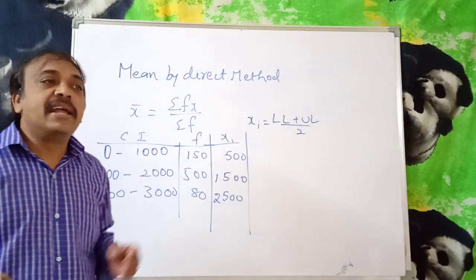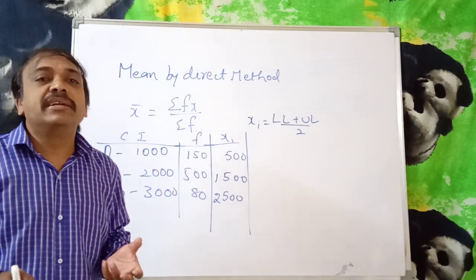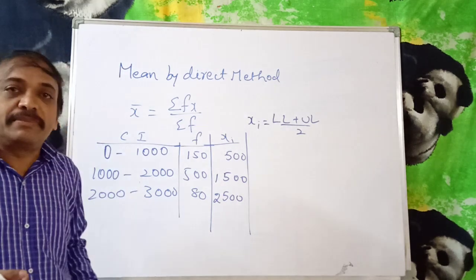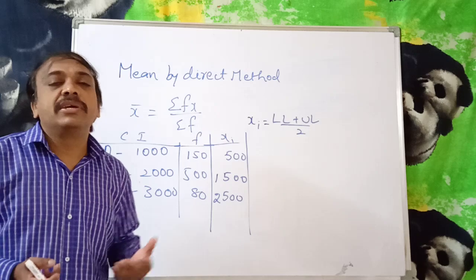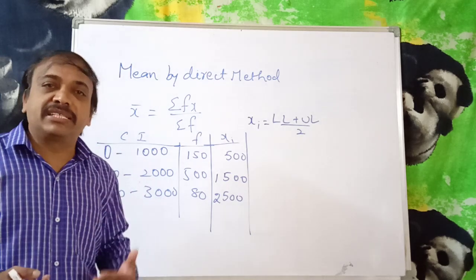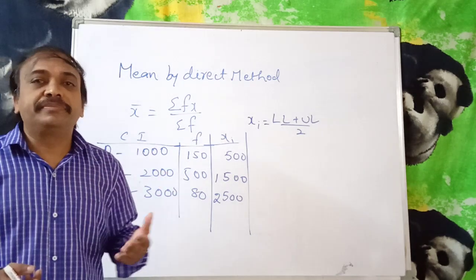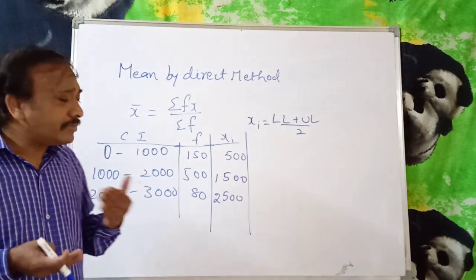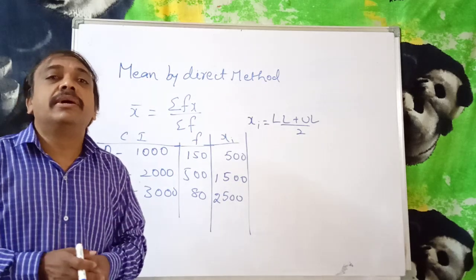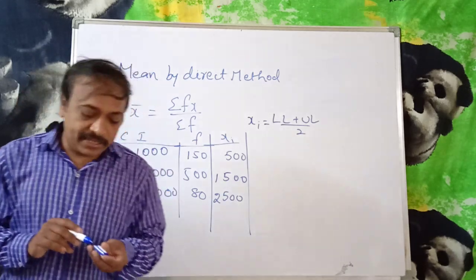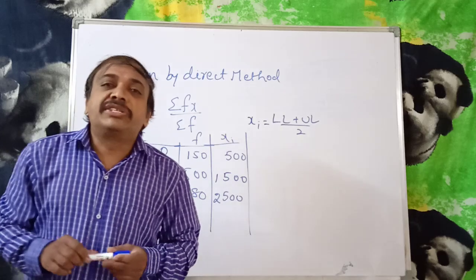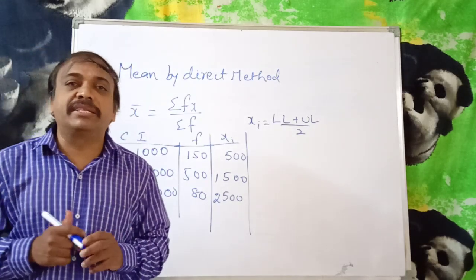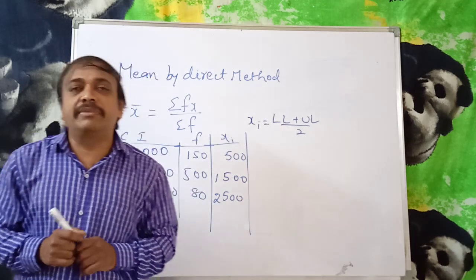So in this case, the calculations involve very large numbers, and it makes it difficult for us to calculate the mean. We get the mean, but it is time consuming, and we can reduce the data into a short form. For that we use other methods. Those are the assumed mean method and the step deviation method.